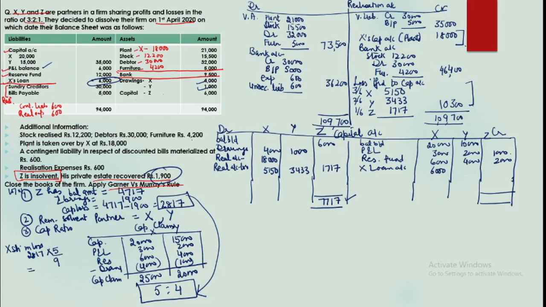So it is 1565. Y's share in loss will be 2817 into 4/9. So this is the working. Okay, so it is coming out to be 1252. So this is how Garner versus Murray's ruling says that we are to work for insolvency. Now coming to accounting part.